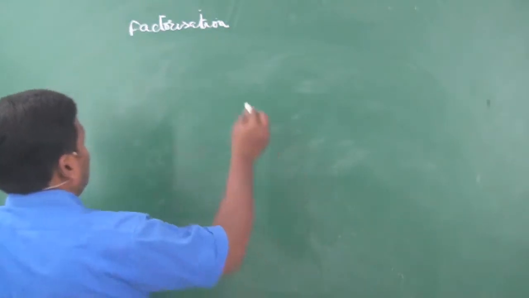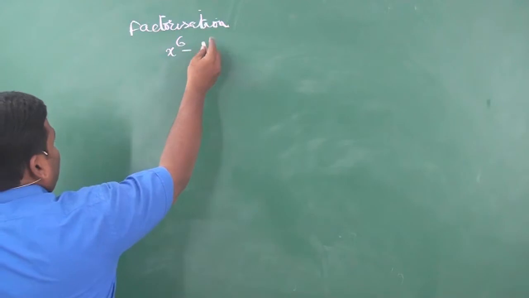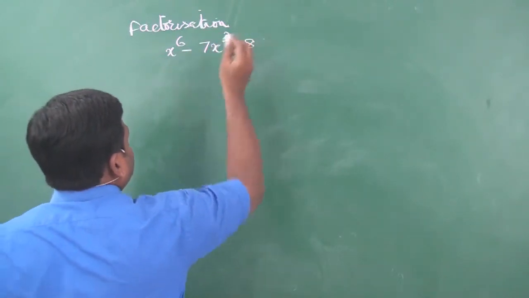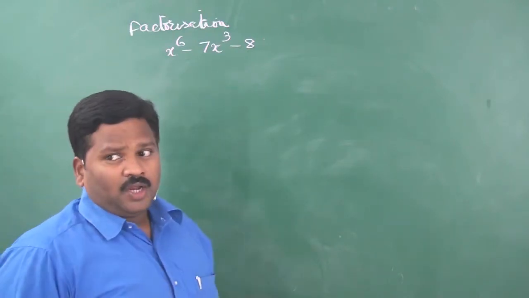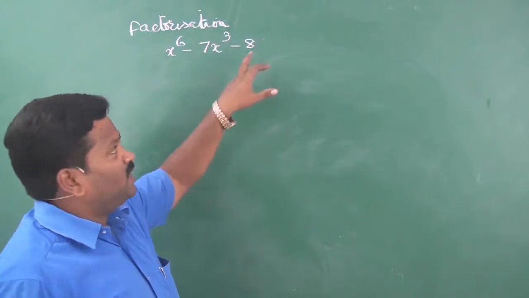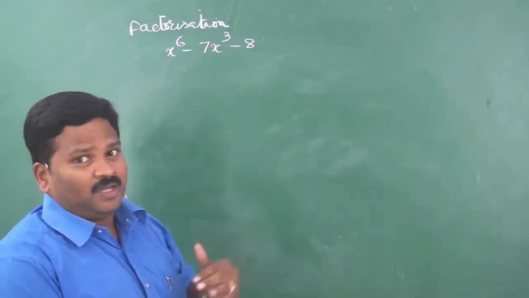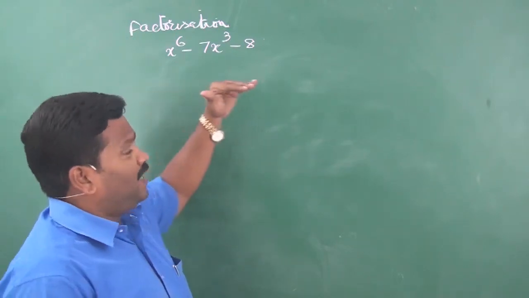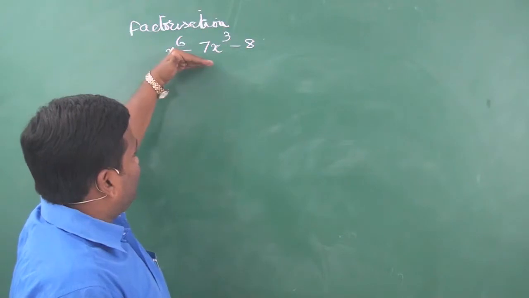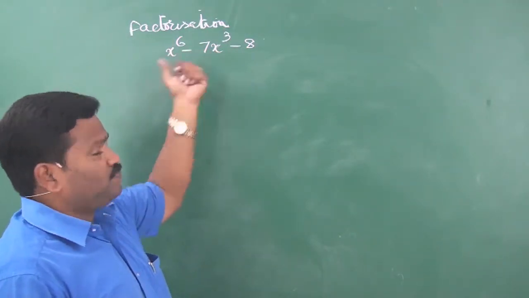Let us do one more problem. x power 6 minus 7x cube minus 8. Did you identify? We already did this problem before, but in another method. We used the identity for solving this problem. Now let us factor the problem by splitting the middle term.